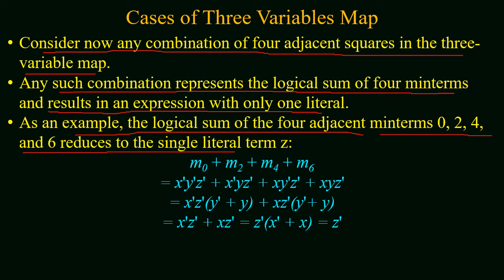If you add these minterms, the terms corresponding to these will be x prime y prime z prime plus x prime y z prime plus x y prime z prime and x y z prime. Adding these 4 minterms will reduce into a single literal whose value is constant among these 4 minterms, and that is z prime.